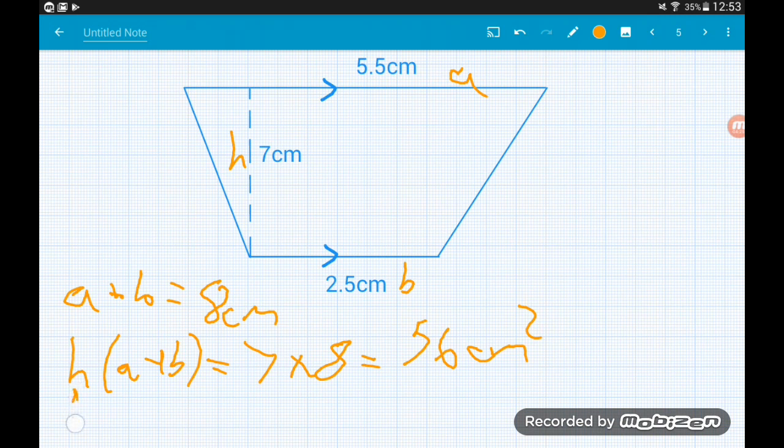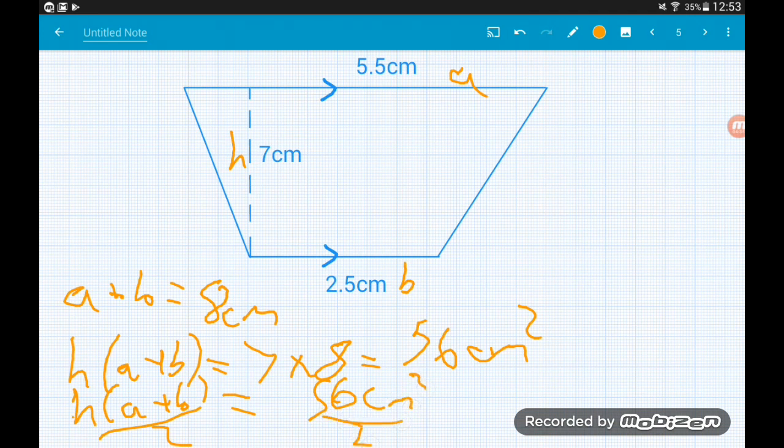So now we can work out the height times A plus B, all divided by 2. The area of our trapezium is 56 centimetres squared divided by 2. Now 56 divided by 2 is 28 centimetres squared. So the area of that bad boy is 28 centimetres squared. On with the next.